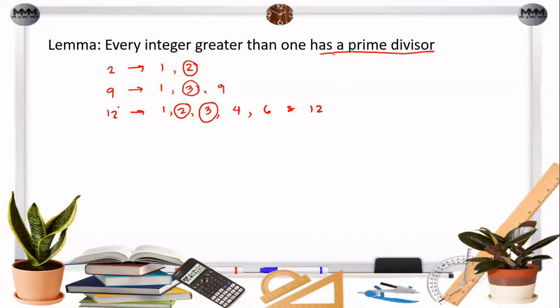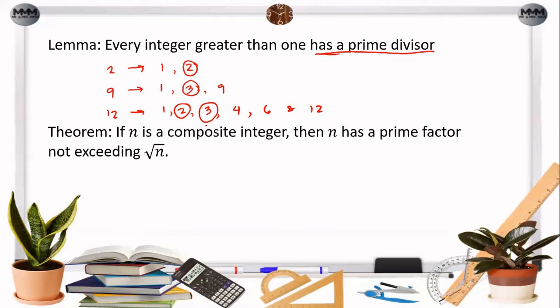Now take note from our lemma here. It states that it has a prime divisor. There is an existence of a prime divisor. So for the existence, it could be 1, 2, or more, as long as there exists a prime divisor. So here we have 2 and 3.